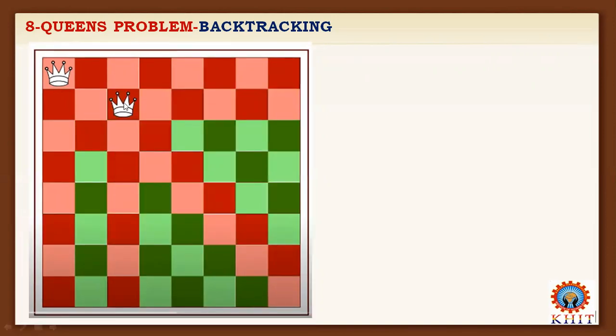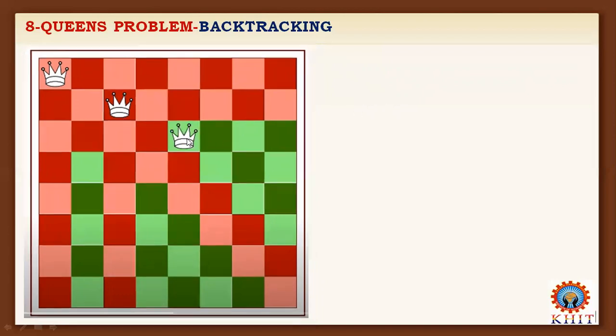So the second queen is also placed here. If you place the second queen, the same row, same column, and diagonals are also not possible to place. So you can place the queen only in the green color highlighted boxes. Next, I can try to place queen 3 here. Yes, so now I have placed queen 3 here.